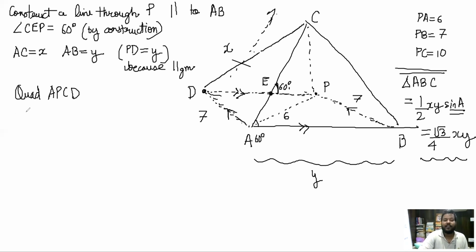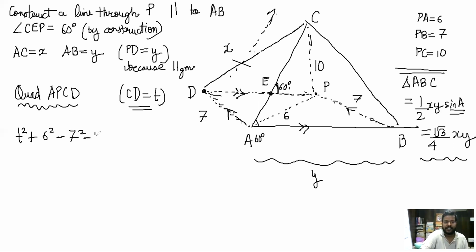So applying that lemma, you should actually go back to your notes and see how that lemma was framed. I will just write the result here because I know PC also. PC is 10, and I know AP is 6. CD I don't know, so let's call CD as T. CD is unknown, which is T. So it will be the opposite sides squared: T square plus 6 square, minus 7 square minus 10 square, is equal to 2 times the product of the diagonals.